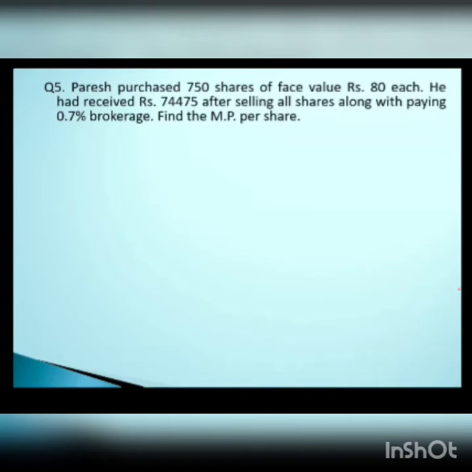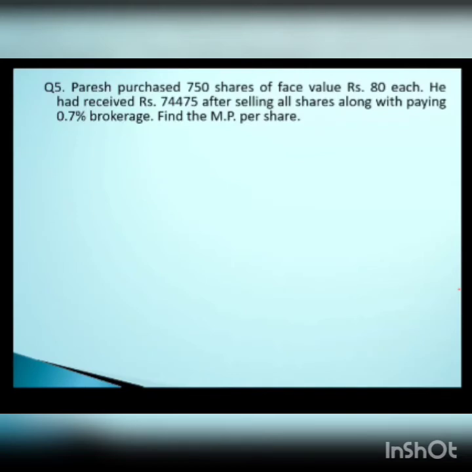Face value is given as 80 rupees. Face value is of no use here, remember. In brokerage, nothing is to be done with the face value. Everything is to be done with the market price. The face value's work is only for dividend, not for the market price. He received rupees 74,475 after selling all the shares and the rate of brokerage this time is given to be 0.7 percent. So again you are going to identify the market price of one share.